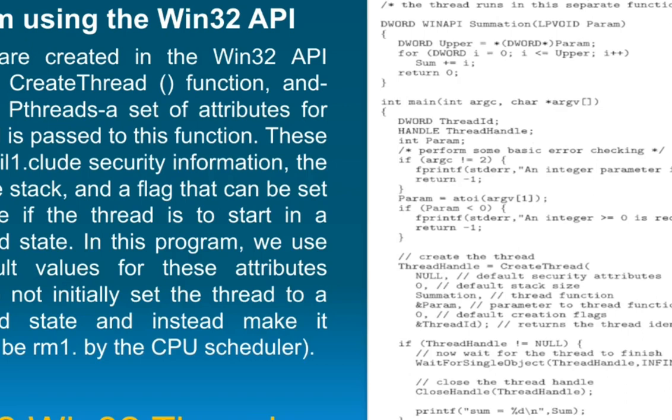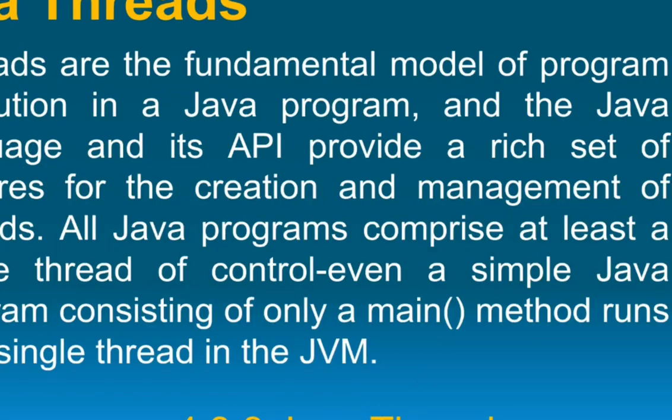Threads are created in the Win32 API using the CreateThread function, and just as in pthreads, a set of attributes for that thread is passed to this function. These attributes include security information, the size of the stack, and a flag that can be set to indicate if the thread is to start in a suspended state. In this program, we use the default values for these attributes, which do not initially set the thread to a suspended state and instead make it eligible to be run by the CPU scheduler.